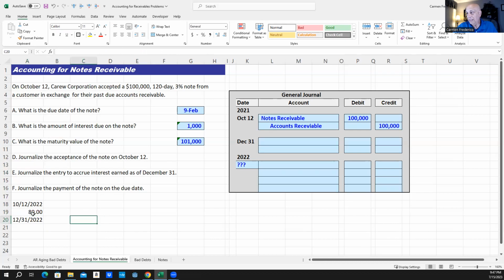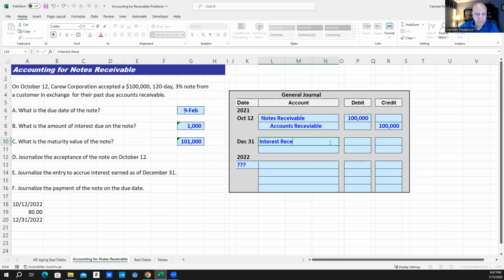And we have 80 days, okay? So 80 days from October 12th through December 31st. So of the 120 days, 80 days will be earned in the fiscal year ending December 31st, 2022. So we need to make an entry to put the interest receivable on the books. We're not going to get the interest until February 9th, right? And that's going to be 80 days.